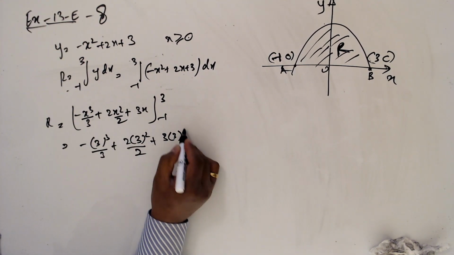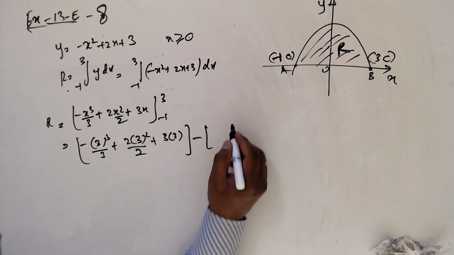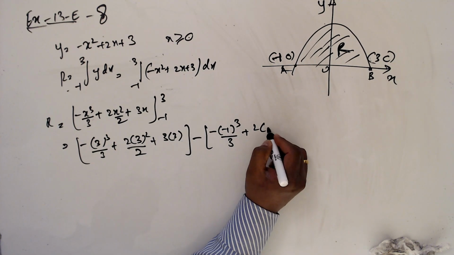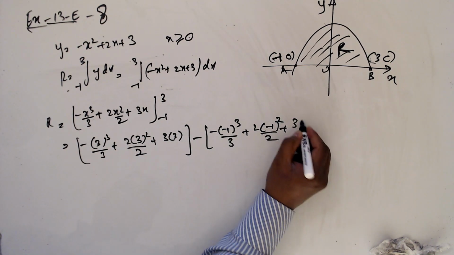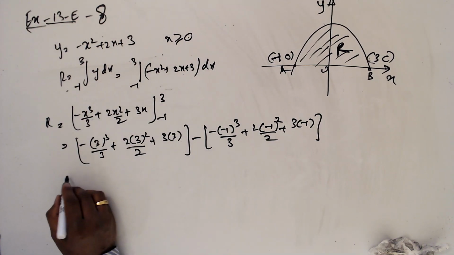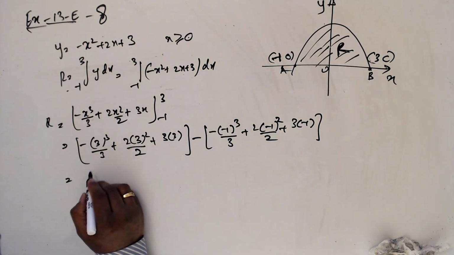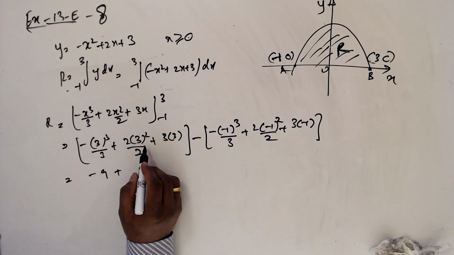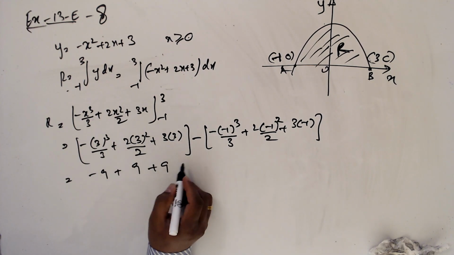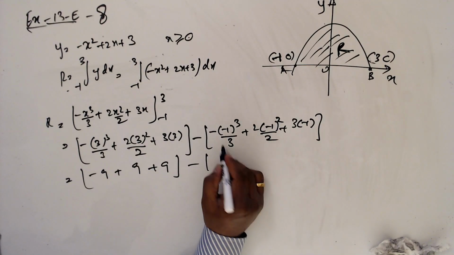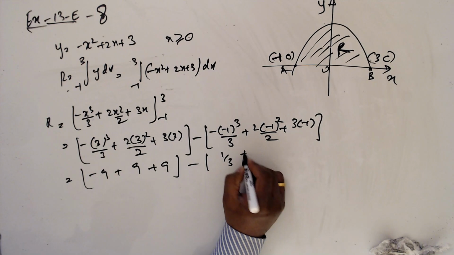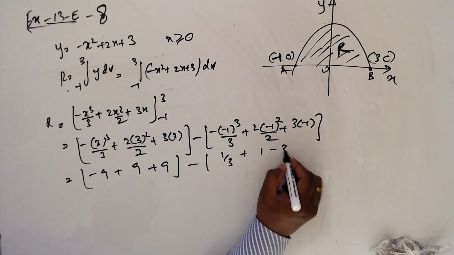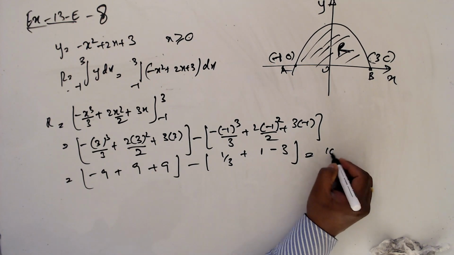So this is 3 times 3, and it will reduce the errors. Now minus 1 cube over 3 plus 2 times minus 1 square over 2 plus 3 times minus 1. Let's see, and so we have to simplify this one. This is minus 9. This is 2 and 2 cancel out. 9 and 9. Minus, this is 1 third plus 1 minus 3. So this is 10 and 2 out of 3.